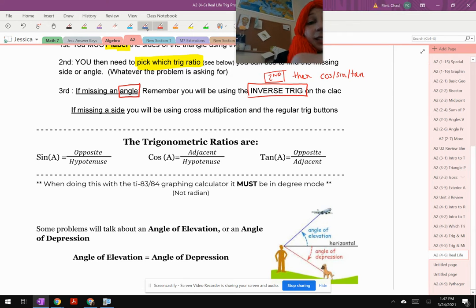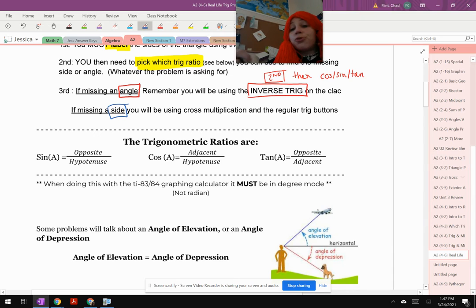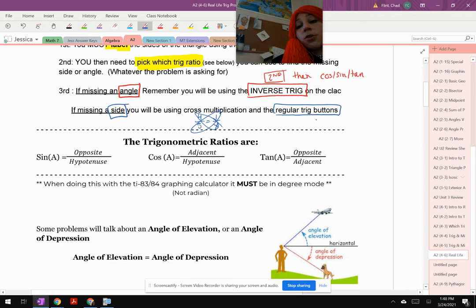If you're missing a side, though, you don't do that inverse trig. You don't do the second. Then you're just using that cross multiplication, and the regular trig buttons. No second. I don't need to write that. You guys know what I mean.